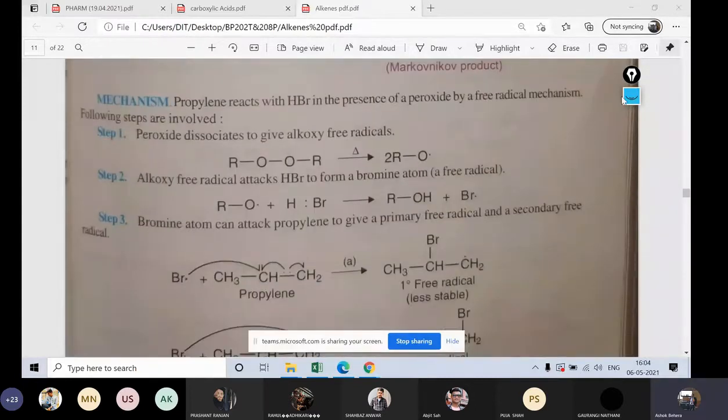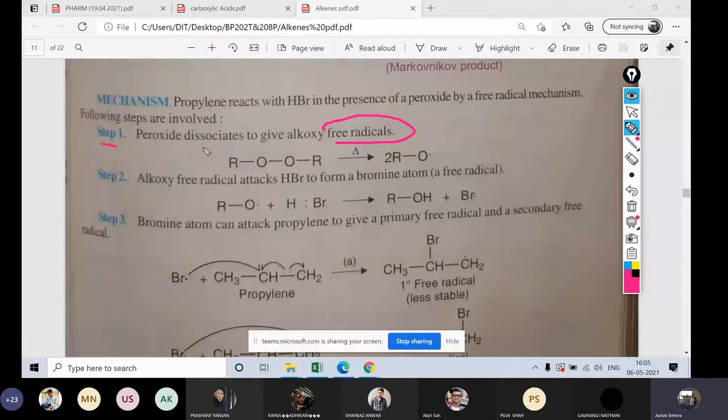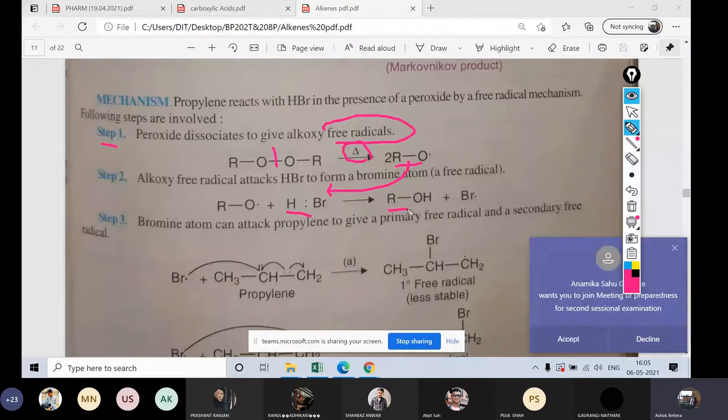This reaction has a radical mechanism, because peroxide goes via the radical. In step 1, the peroxide dissociates and forms the radical in the presence of heat. Then this activated radical attacks the HBr and breaks the bond, and it forms ROH.